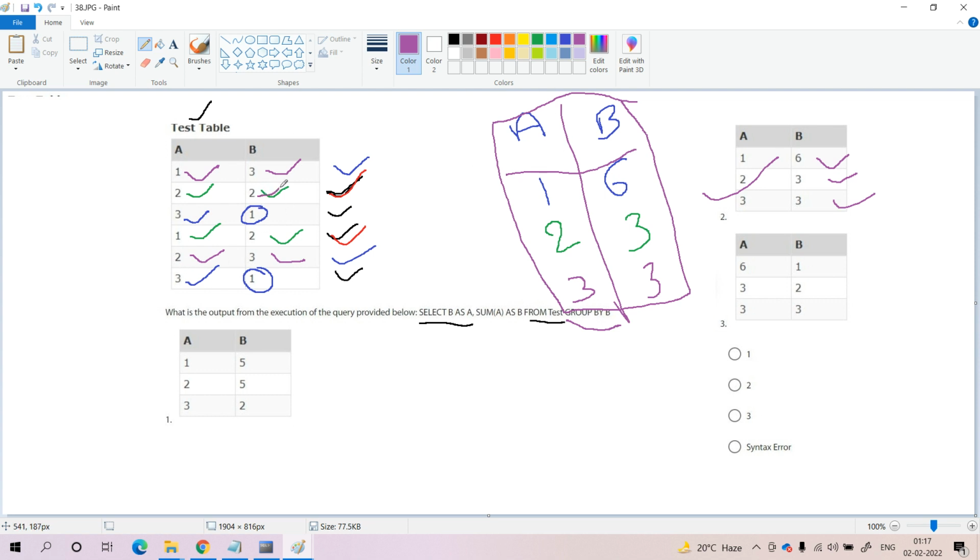For the second group in B, the A value summation is 2 plus 1, 3. We need to take it as a B value. And in the group B itself, the third group is 3 3. For this, the summation of A value is 1 plus 2, 3. So we need to take it as a B value. For this 6, group number is 1. For the 3, group number is 2. For this 3, group number is 3. We need to take them as A values. The right option is the second option among all the available options.